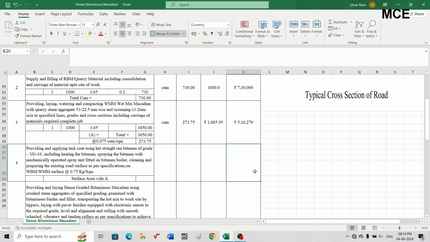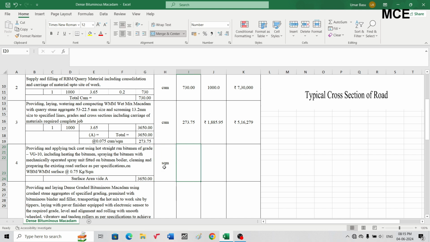The next item which we apply is called the Tack coat. This is applied so that the dense bituminous macadam binds with the wet mix macadam. It is of bitumen viscosity grade VG10, and its quantity applied is 0.75 kg per square meter, or 750 grams per square meter, on the WMM surface. The surface area for this is the surface area of the wet mix macadam, which is 3650. This is measured in the units of square meters.